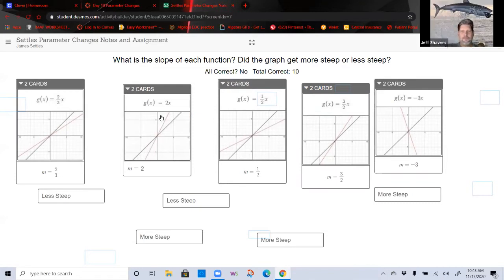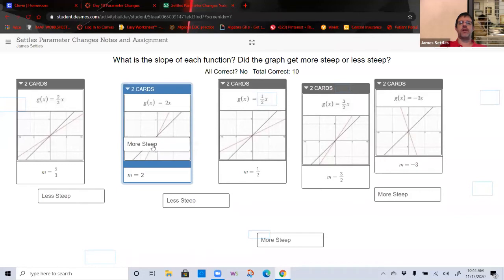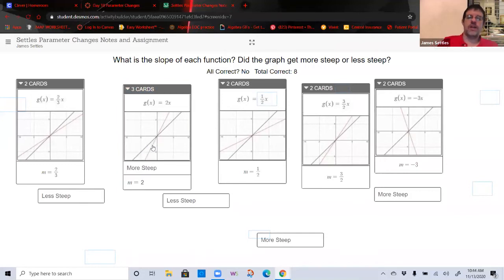Okay, so now if this part, the more and the less steep screws up, it's not that big of a deal. So let's find all the ones with the numbers bigger than the parent function. So look at the ones where the slope is bigger than 1. Well, definitely 2. So we're going to grab a more steep and put it on top. And I know I didn't grab the correct more steep. Now, if you wanted to, you could keep switching the more steeps until you find the one that's correct.